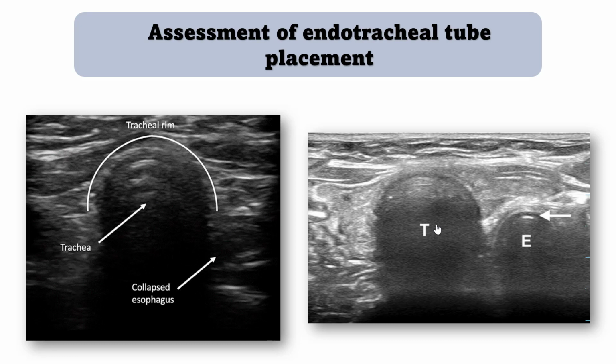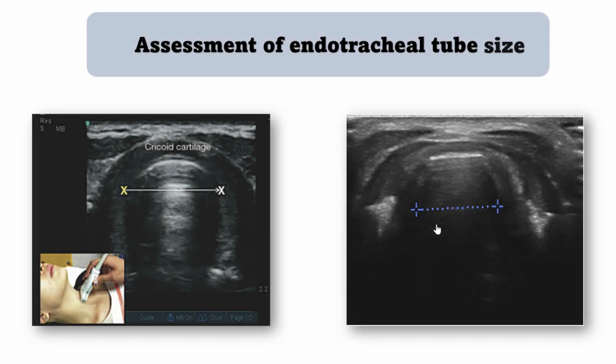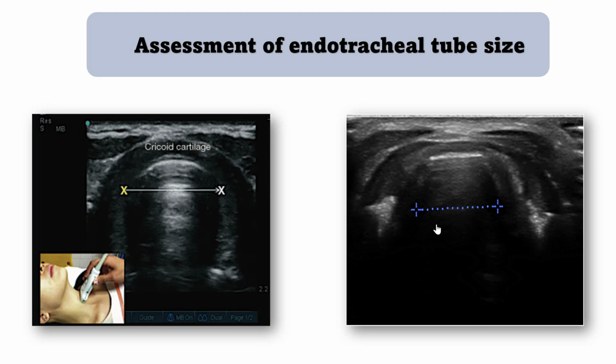And this is an ultrasound view of esophageal intubation. There are two hypoechoic areas indicating the trachea and the esophagus, and you can see here the endotracheal tube in the esophagus indicating an esophageal intubation.